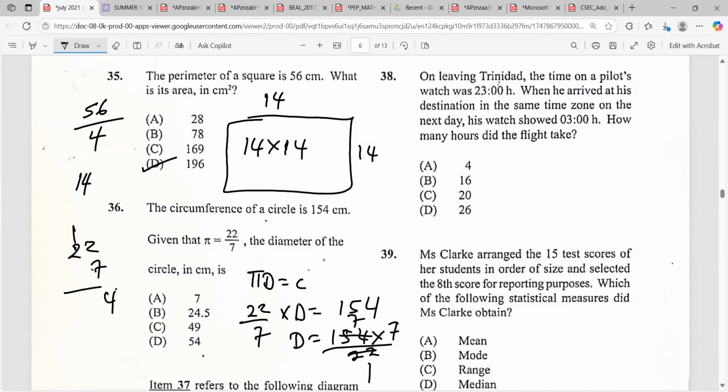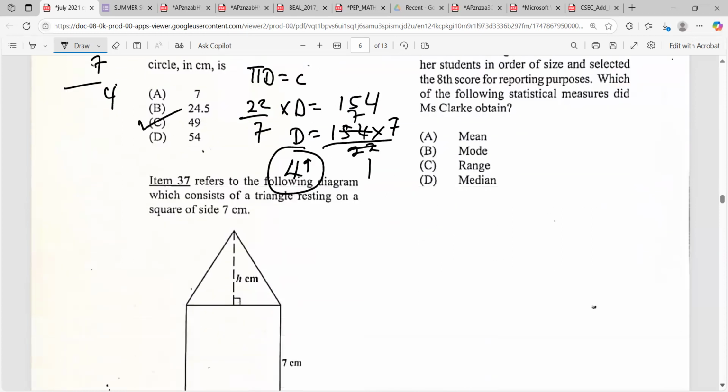And then, of course, 7 times 7, 49. Should have been 49. Yes, diameter of 49. So if the diameter is 49, that means the radius is 24.5. Yeah, you're right. All right, 7 times 49. Guess what? I mean, when the circumference is 154, the radius is 7. It's actually right.